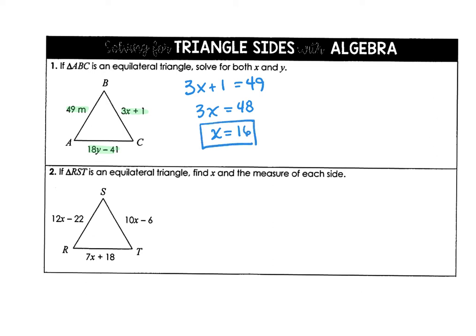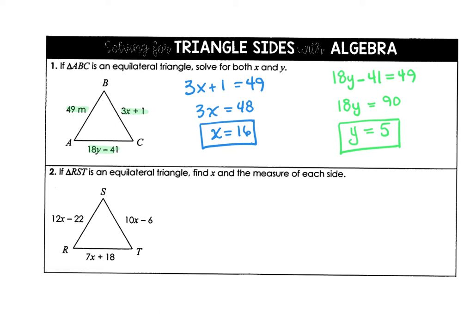That's part of it. They also want me to solve for y. So then I'll say, well, 18y minus 41 equals 49. Add my 41 over. Divide by my 18. Y equals 5. And so in the description, they can tell you something about the triangle, which will help you solve for your variables. So go ahead and try the next one.